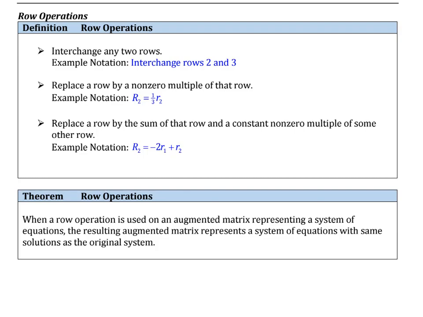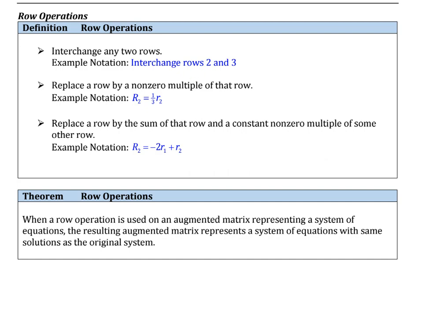Now that we've seen how we can take a matrix and use it to summarize the information in a system of linear equations, we can now discuss row operations. Row operations are any one of these three concepts: we can interchange any two rows, we can multiply any row by something that's not zero and replace it with that product, or we can replace a row by the sum of that row and a non-zero constant multiple of some other row.